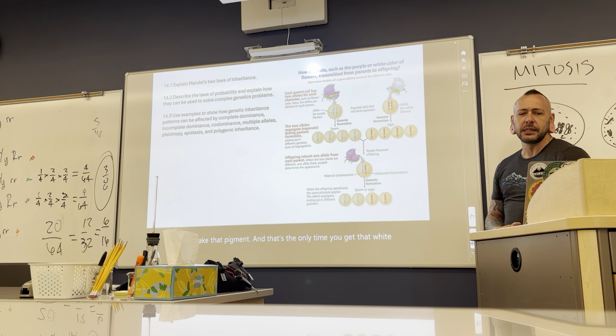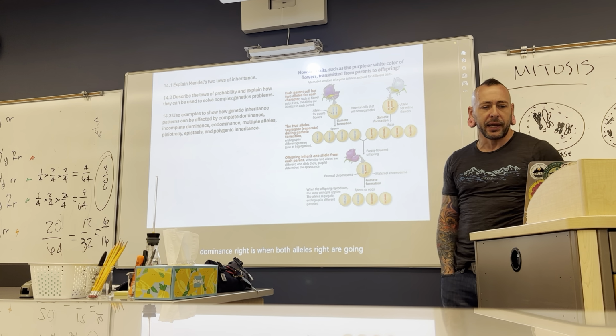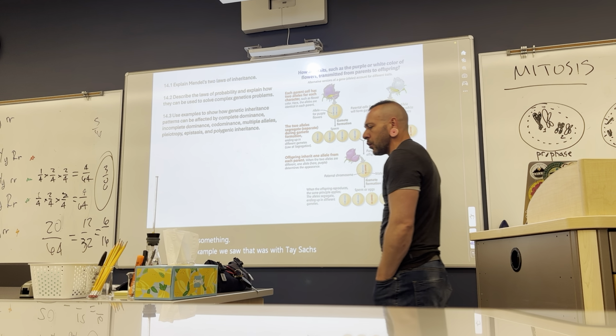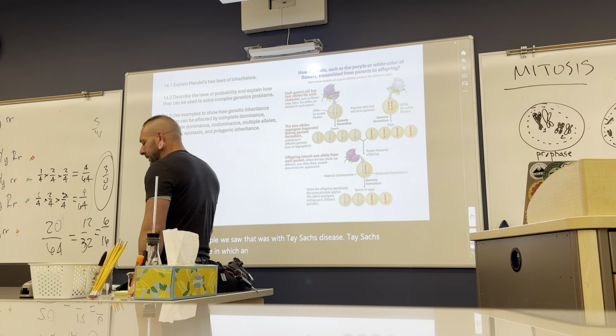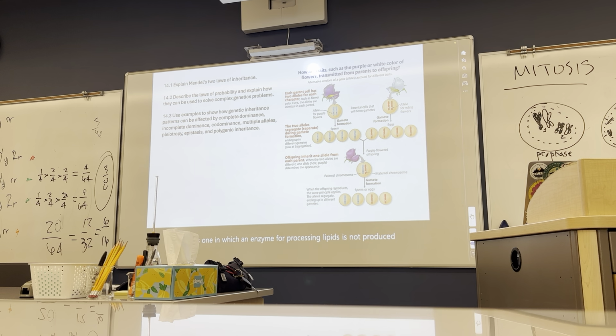Incomplete dominance is when both alleles are going to contribute something. An example we saw of that was with Tay-Sachs disease. Tay-Sachs disease was one in which an enzyme for processing lipids is not produced. In this case, a person that is homozygous recessive doesn't make that enzyme at all. They can't process that lipid at all, and so they have Tay-Sachs disease. If they are homozygous dominant, they have two good alleles, so they make two good enzymes, and so they have no problem processing all of that lipid. They don't have the disease.